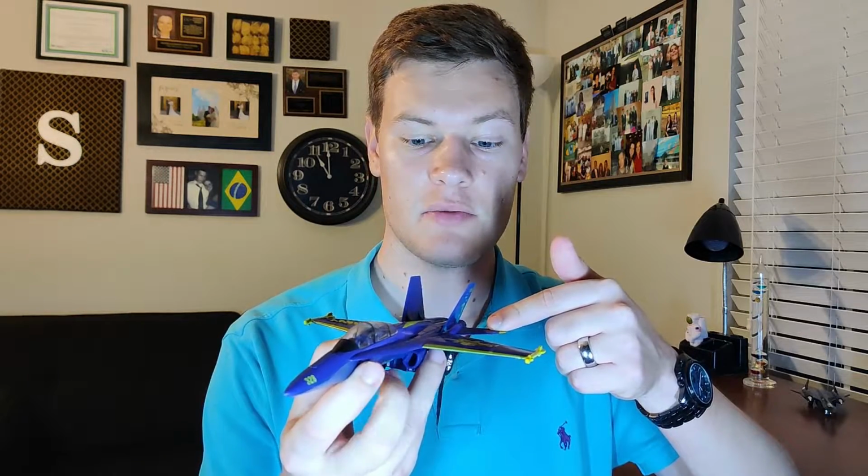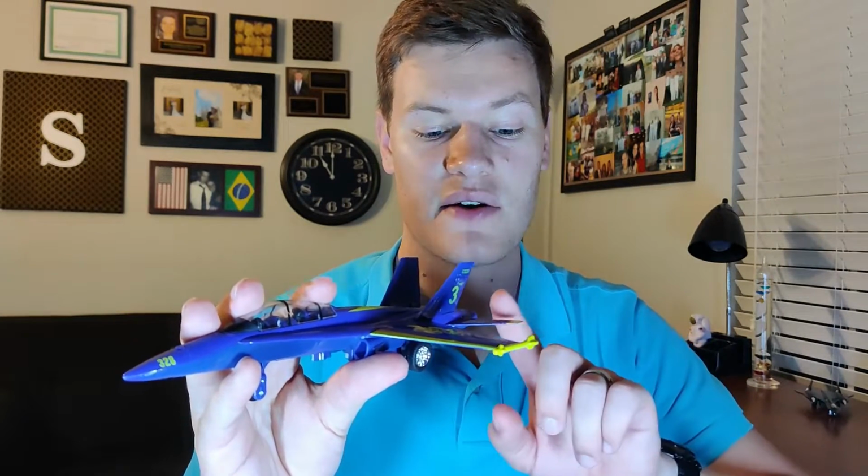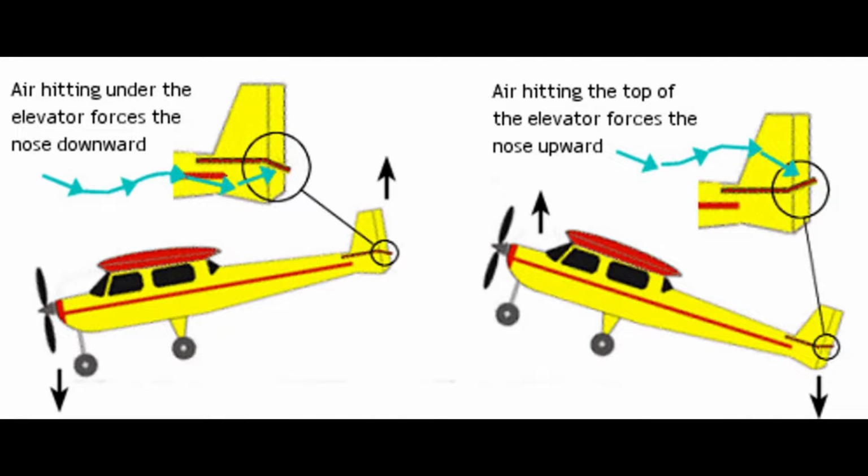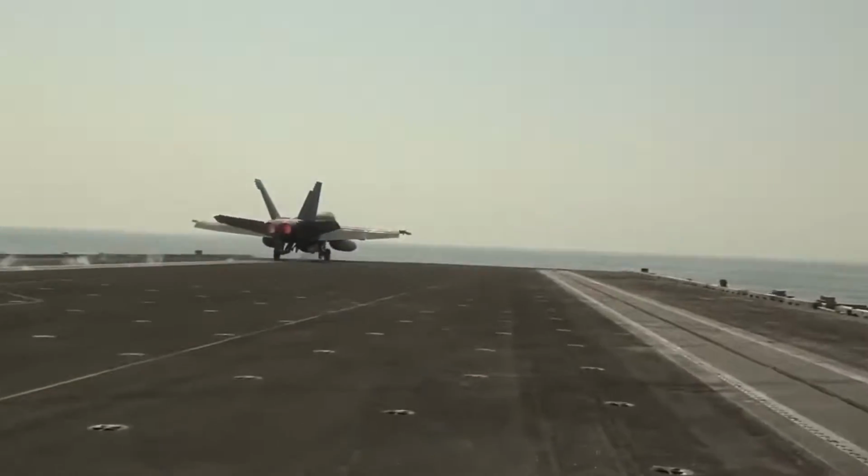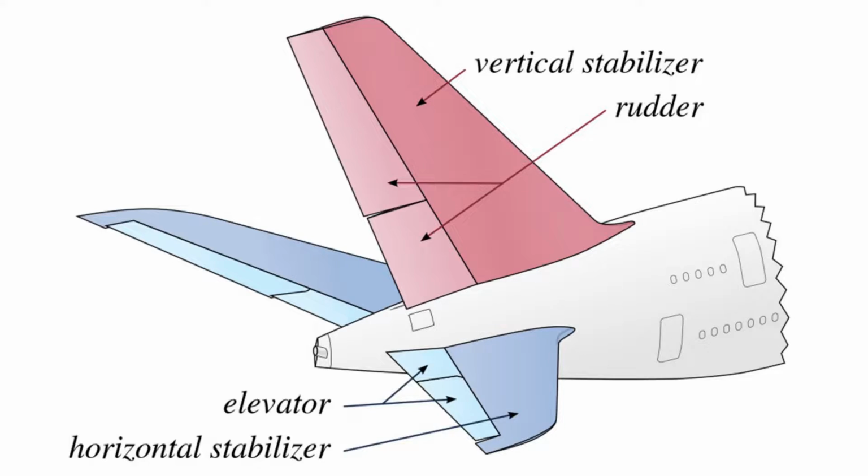When he would tilt the elevator upward, this would push on the aircraft in a downward direction because it's behind the center of gravity and would result in a pitch upwards, like this. The opposite occurs when the tail is pointed downwards. This results in a pushing on the tail in the upwards direction and a pitch down. These elevators are normally placed towards the rear of the tail, but sometimes they encompass the entire tail, such as certain fighter jets, such as the F-18. This horizontal tail portion is called a horizontal stabilizer and is used in almost every conventional aircraft.